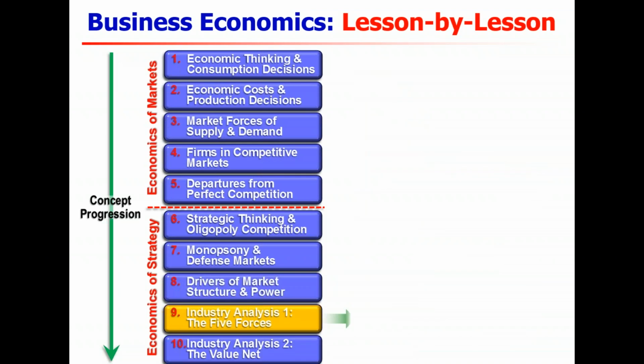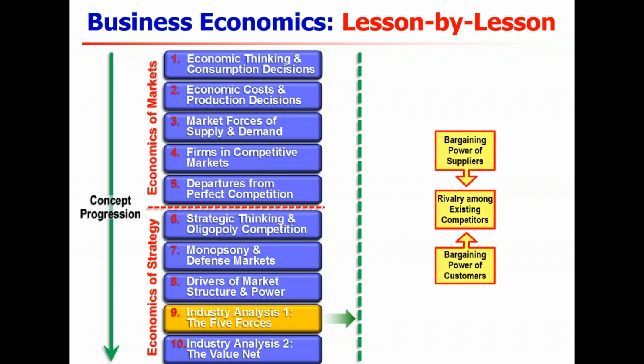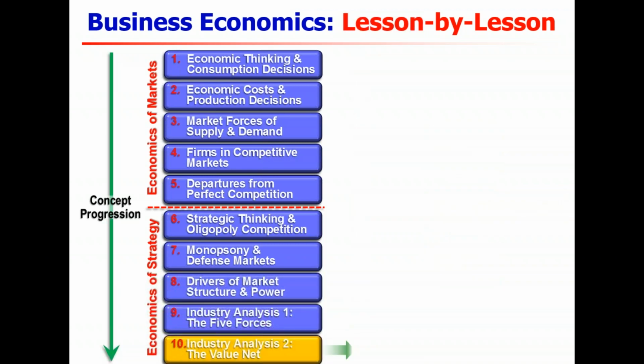And then the last two lessons are all about putting it all together. Lessons 9 and 10 are about industry analysis. Fundamentally, after having done all of these individual pieces, how do we holistically look at understanding industry economics? And that's going to be the first model, probably the most well-known model in all of the field of economics and strategy, the idea of the five forces, Porter's five forces. We're going to talk about how we use the five forces to understand industry economics.